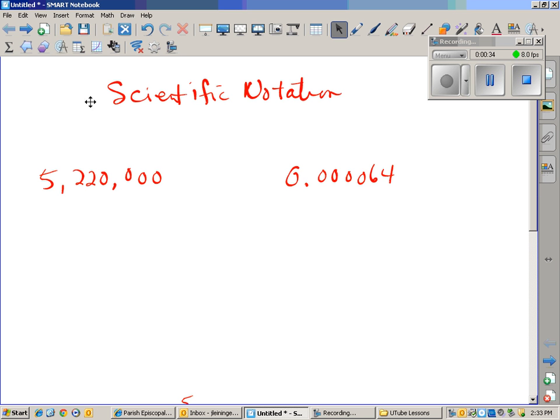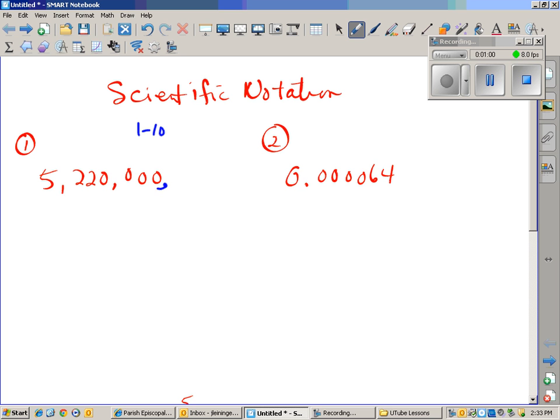So I have two examples here that we're going to start with. One is a very large number and one is a very small number. In order to write it in scientific notation, you find the decimal point. The decimal point is right there for that guy. Now we're going to move the decimal point, and we're going to keep moving him until when we stop, we have a number that's between 1 and 10.